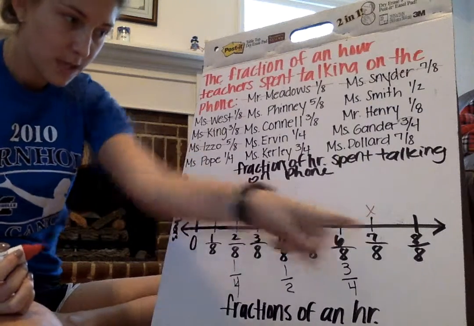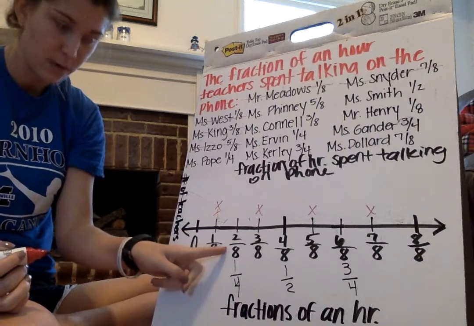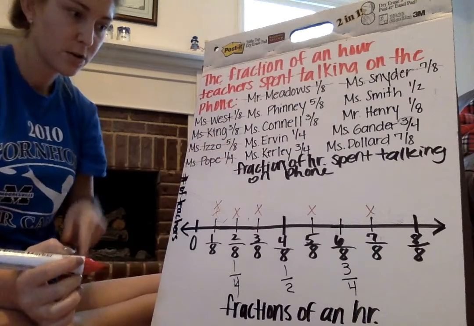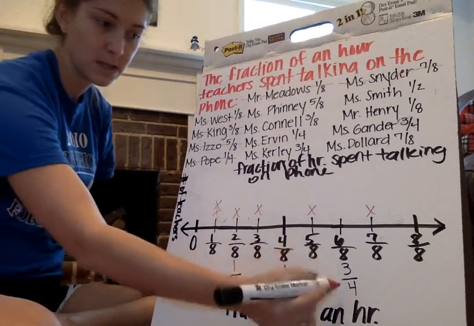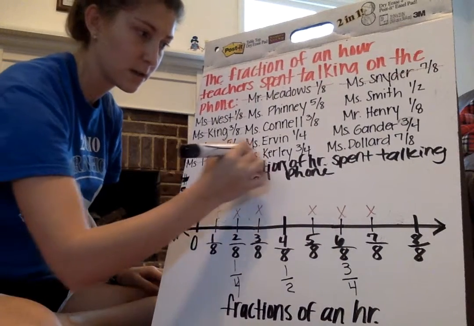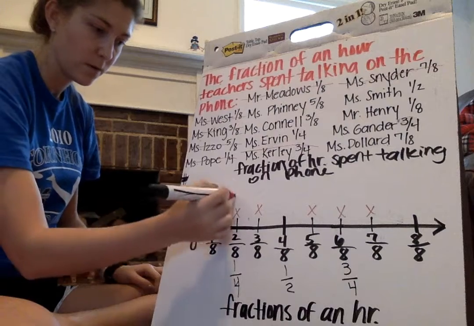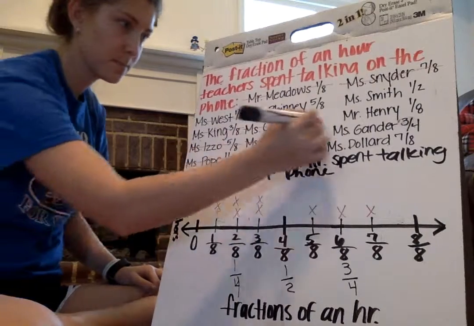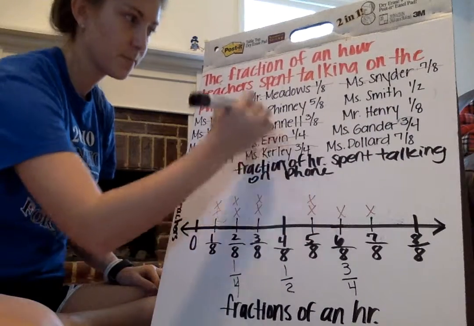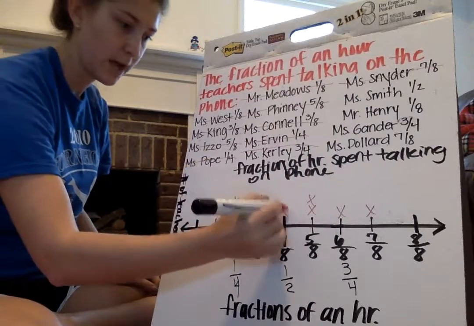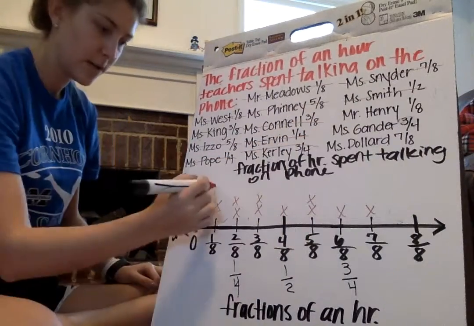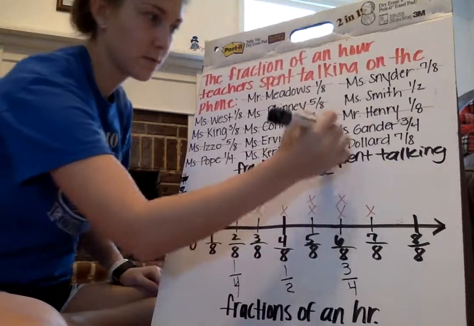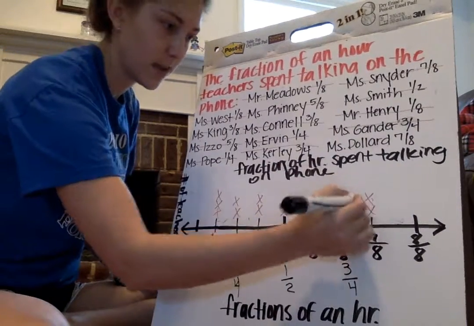Now remember, on these top ones right here, I don't see a 1/4, but I know that if I simplified 2/8, it would give me 1/4. Cross that one out. Miss Curley, she is 3/4. Again, same thing. 6/8 simplifies to 3/4, so that X is going to go above 6/8. Miss Irvin is 1/4. Miss Connell is 3/8. Miss Finney is 5/8. Miss Smith is 1/2. Mr. Henry is 1/8. Miss Gander is 3/4, and Miss Dollard is 7/8.